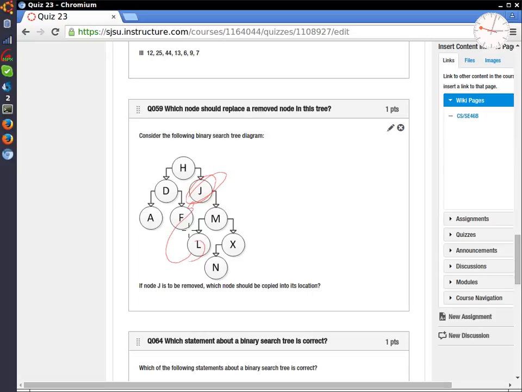So if you have a node that has a right child, then you take the next smallest element and you move it up there.